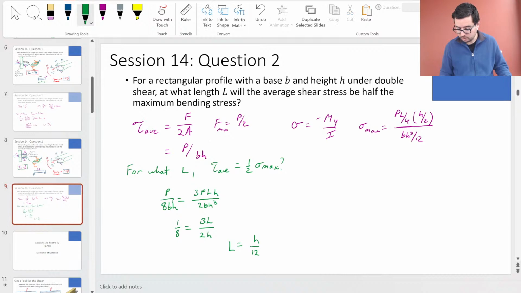So here you go, everyone, you get a freebie here. Okay, this is session 14, question 2. All right, and what I did wrong is I had F over 2A, and then I used what I had written there and wrote F over 4bh. But really, it should just be P, okay, P over 2bh, because it's P over 2.